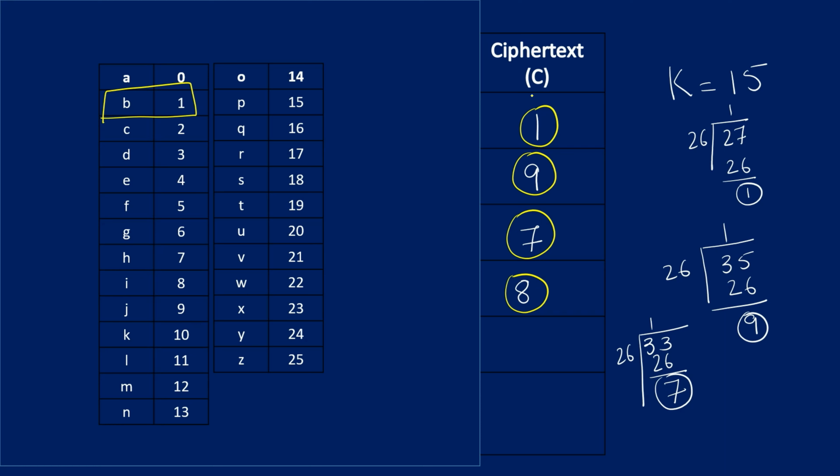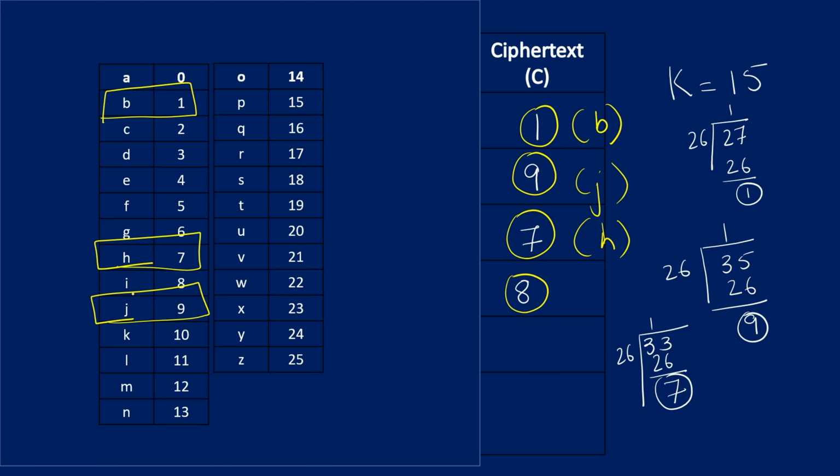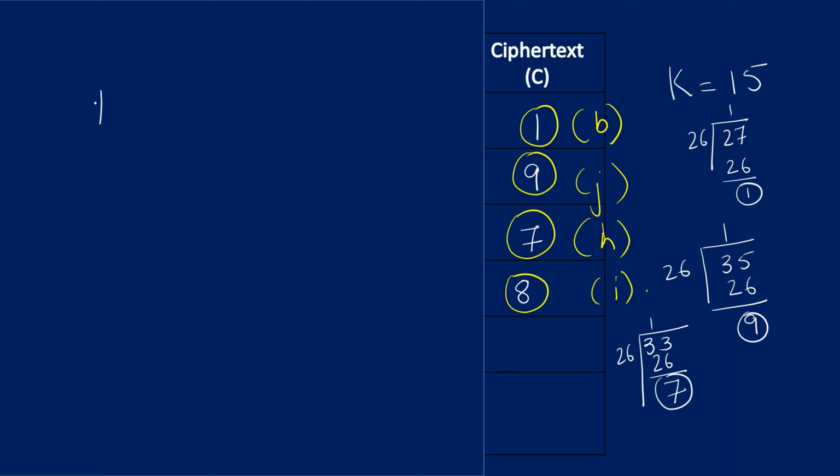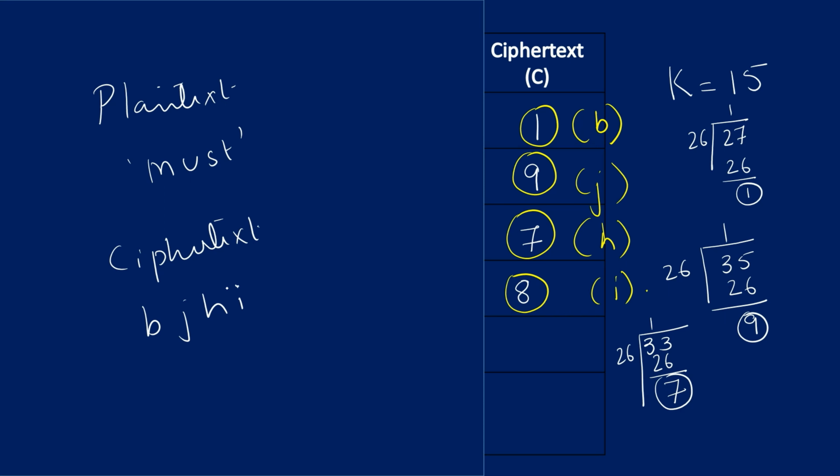The letter corresponding to 1 is B. The letter corresponding to 9 is J. The letter corresponding to 7 is H. The letter corresponding to 8 is I. So for the given plain text MUST, we have got the ciphertext as B, J, H, I. So in the next slide, we'll see how to decrypt this and recover the plain text back.